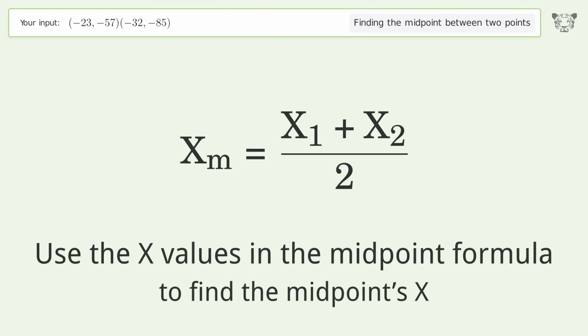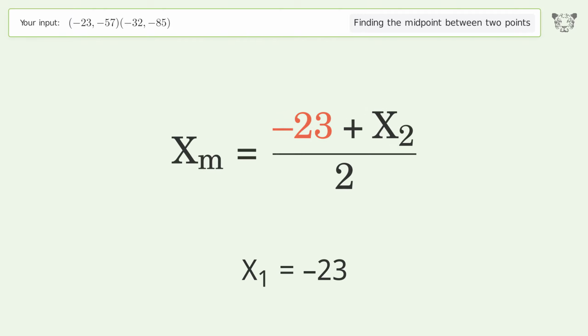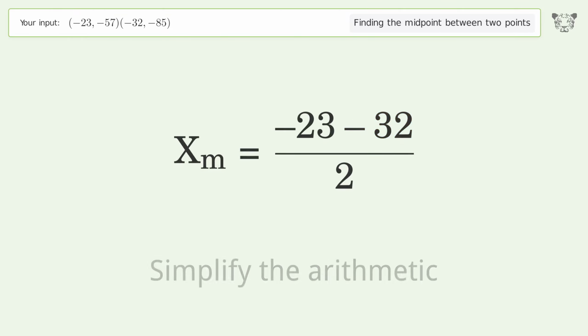Use the x values in the midpoint formula to find the midpoint's x. x1 equals -23. x2 equals -32. Simplify the arithmetic.